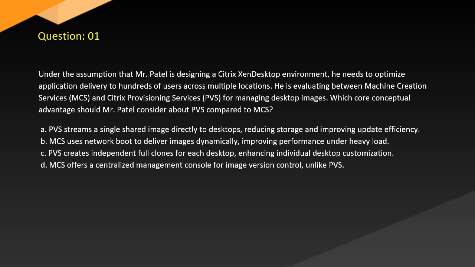A. PVS streams a single shared image directly to desktops, reducing storage and improving update efficiency. B. MCS uses network boot to deliver images dynamically, improving performance under heavy load. C. PVS creates independent full clones for each desktop, enhancing individual desktop customization. D. MCS offers a centralized management console for image version control, unlike PVS.